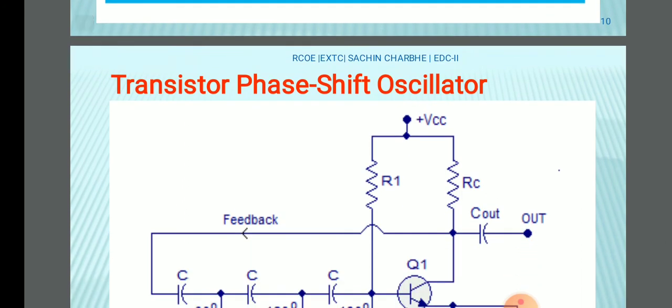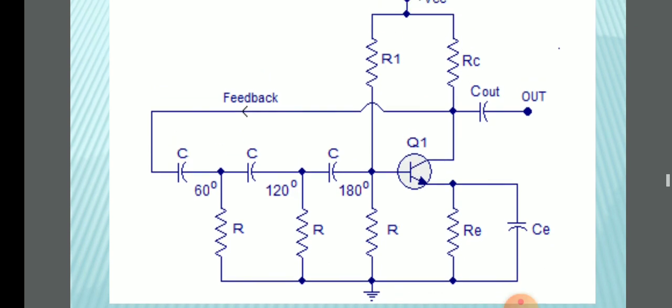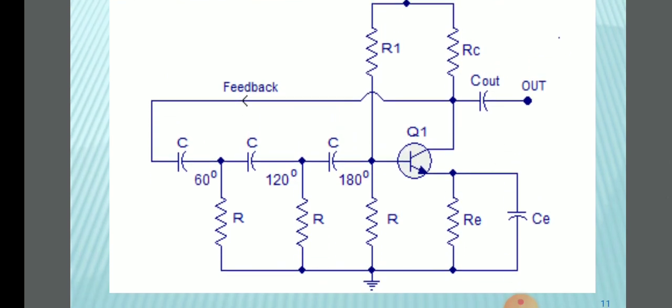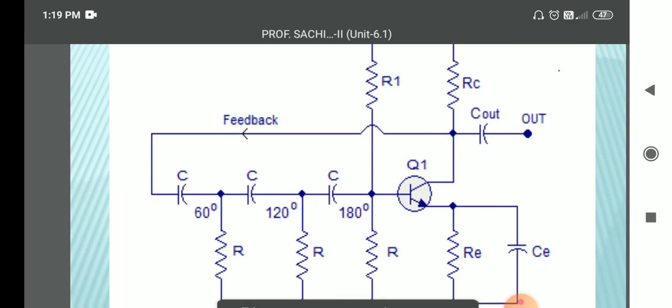Now the next slide is the transistor phase shift oscillator. Instead of FET, here we use the transistor Q1. The first RC gives a 60 degree phase shift, the second RC gives a 120 degree phase shift, and the third RC gives a 180 degree phase shift, and this amplifier also gives a 180 degree phase shift.